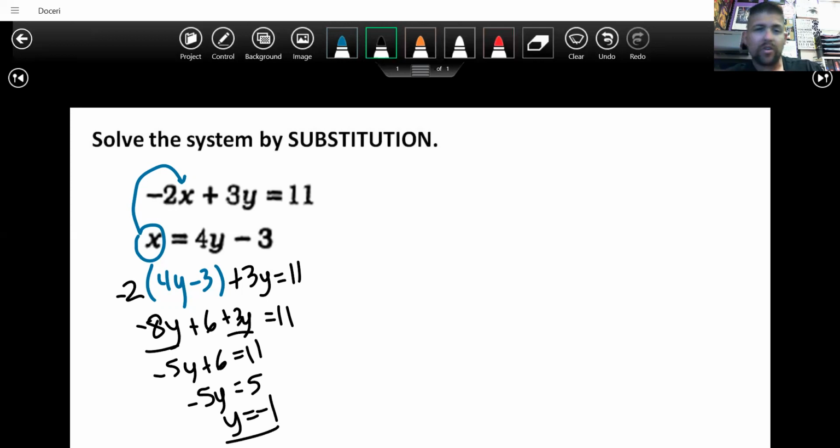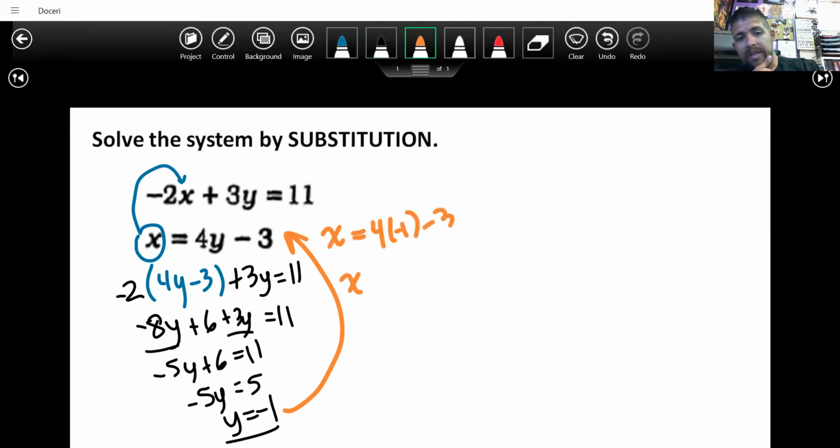So again, I'm not showing all the steps. I want you guys to be able to do those. Plug it into either equation will work, because we've got to be able to find the x value. So I want to plug it into the bottom one. X is going to be equal to 4 times -1 minus 3. X is going to be equal to -4 minus 3. X is going to be equal to -7. So my solutions to this set will be -7, comma, -1.